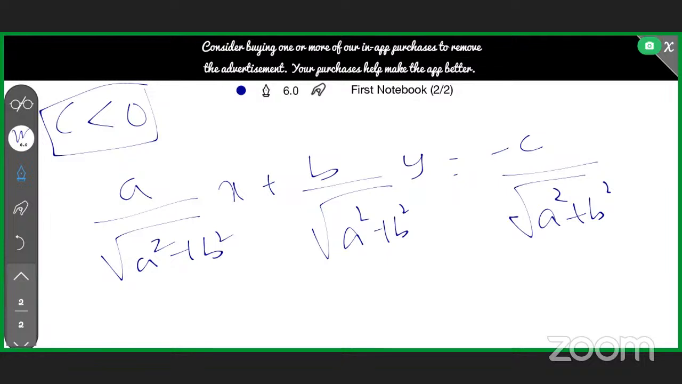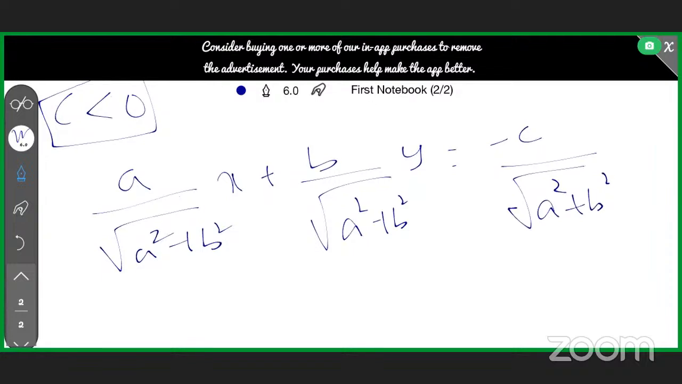Do you understand, dear students? How much is clear? Hello? Yes, sir. Yes, sir. This concept I have studied earlier.